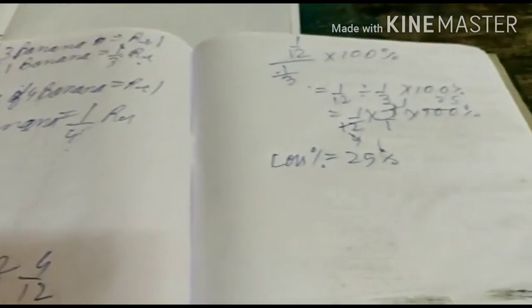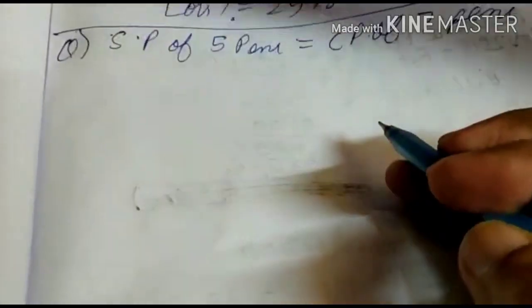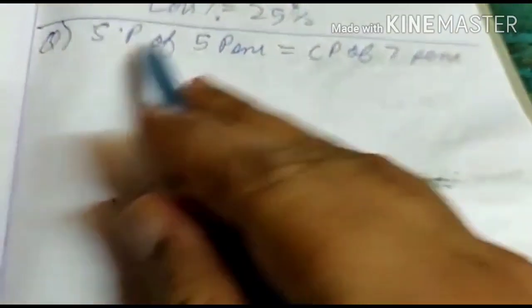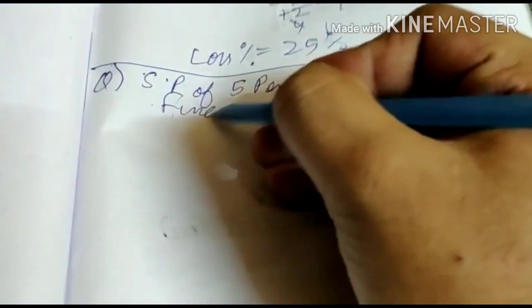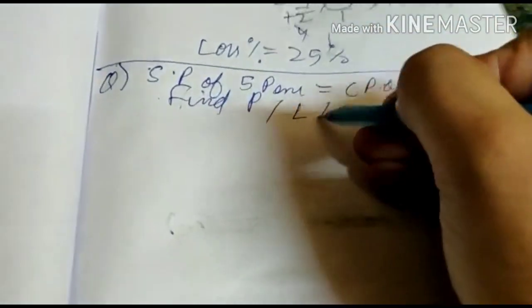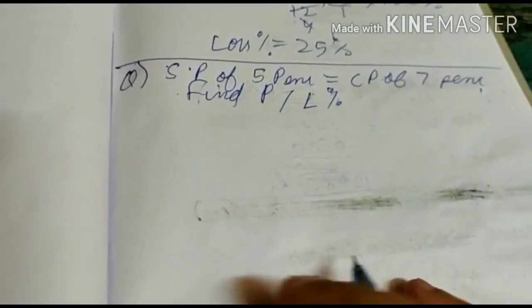We just compared the SP and CP of the same number of pens. Always remember, whenever we compare the SP and CP, that should be for the same number of items. We have a question here: SP of 5 pens equals CP of 7 pens. Find profit or loss percent.